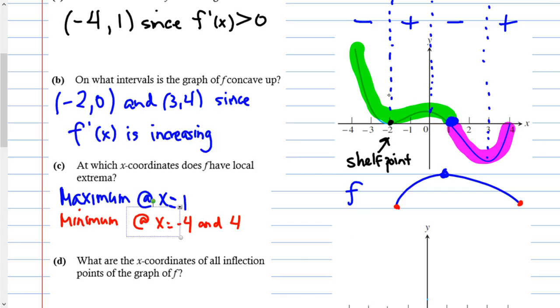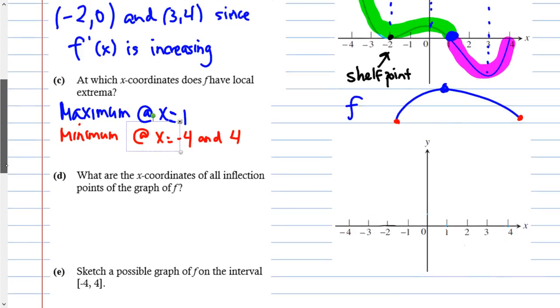And judging by the behavior of what the function is doing, right, going up and then coming down, it is very much possible that at negative 4 and 4 I have two minimi. I don't know, that's how you say that plural.